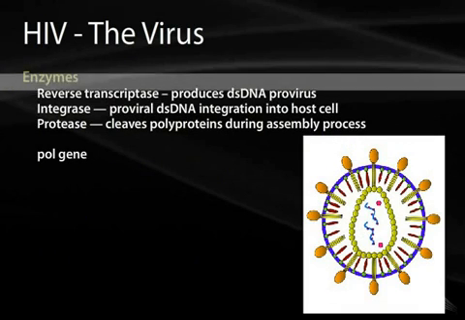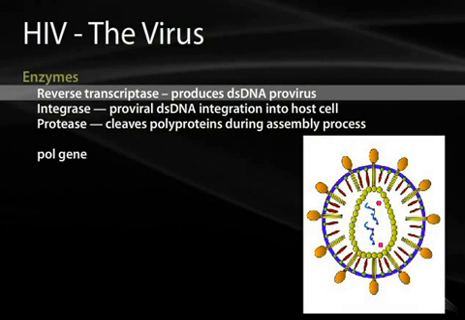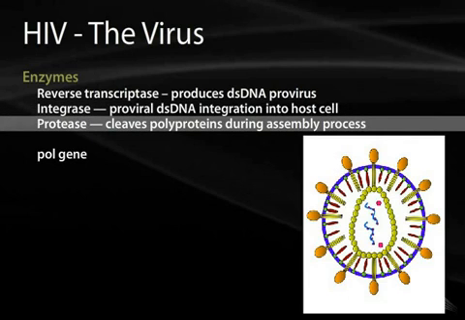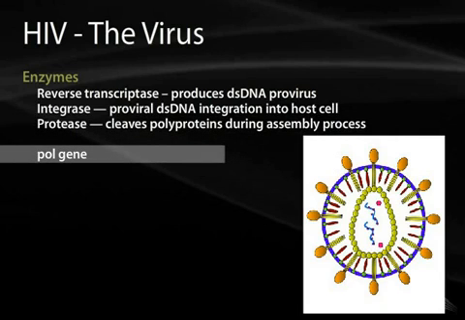Enzymes involved in the virus include reverse transcriptase, which produces a double-stranded DNA provirus. Integrase, which helps the proviral DNA integrate into the host cell, and protease, which cleaves the polyproteins during the assembly process. These are encoded by the pol gene for polymerase.